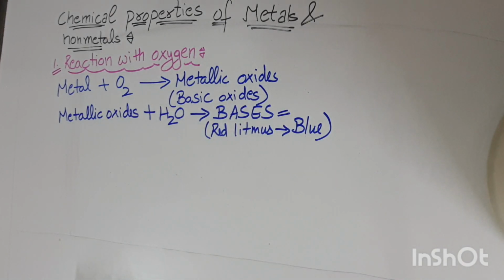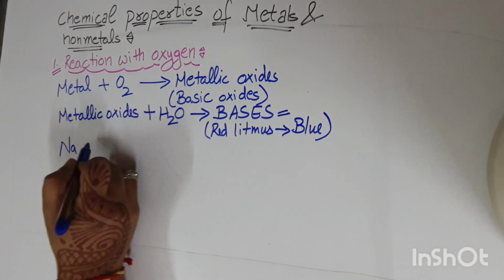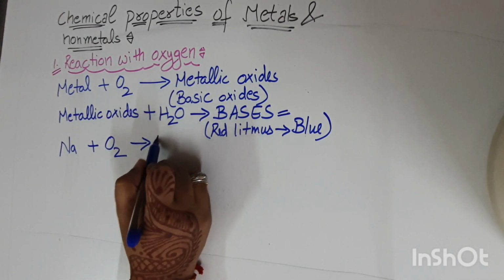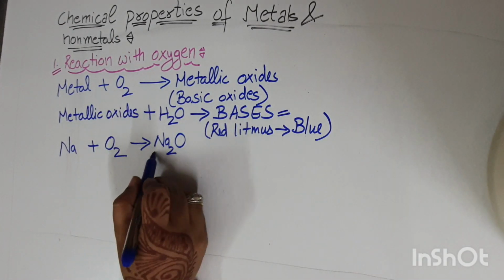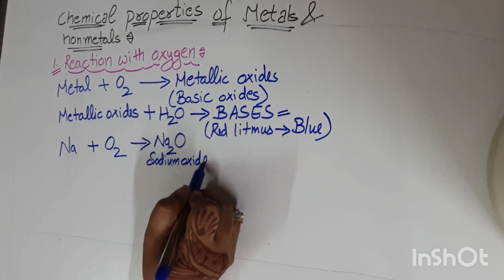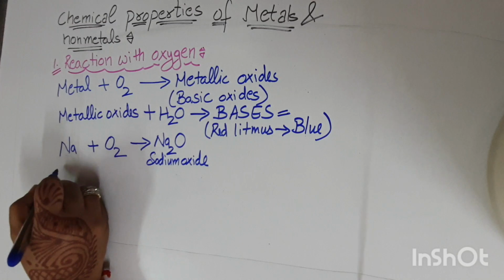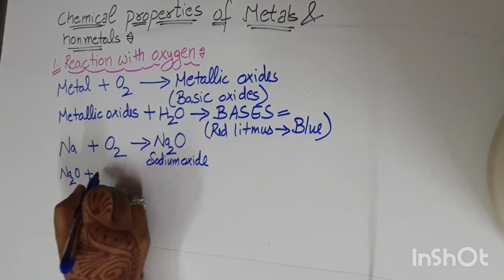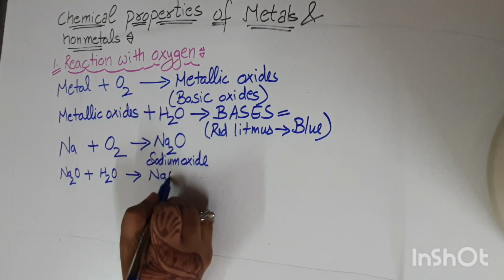Let's take one example for this. We will take the example of sodium. Sodium is a metal, it will react with oxygen to form sodium oxide, Na2O. What is this? This is a basic oxide. How will we check? Again, we will use the same thing: we take this sodium oxide, dissolve it in water, and we will get a base, that is NaOH.